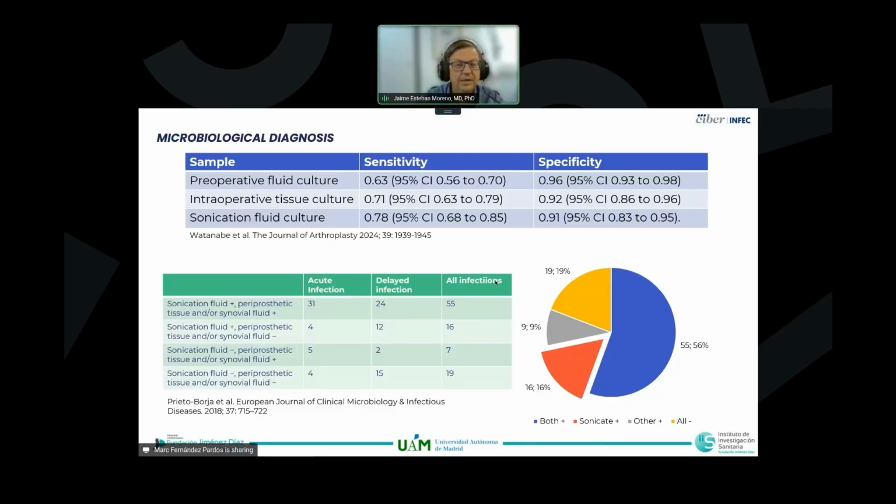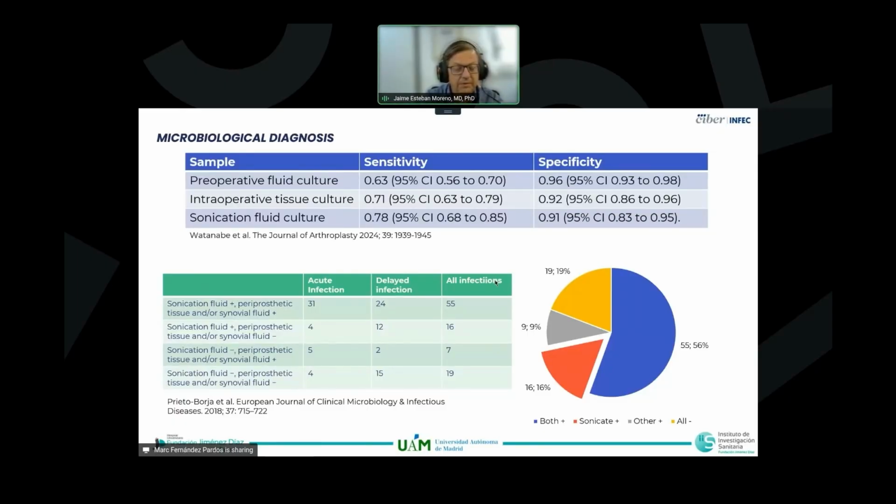In this meta-analysis from Watanabe and collaborators in 2024, we can see the differences in sensitivity between the different samples, and sonication has the highest sensitivity among all the potential samples to be used. However, this meta-analysis analyzes mainly studies that are performed under experimental conditions or series that study only sensitivity and specificity. But what is the impact of sonication for the diagnosis of prosthetic joint infection?